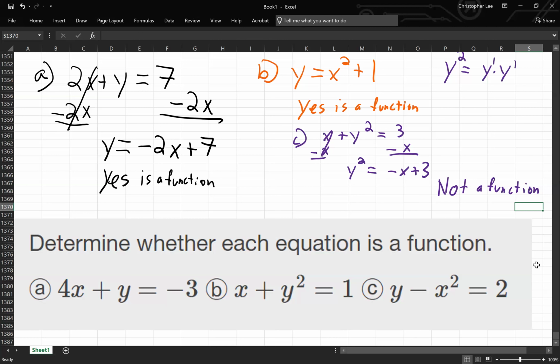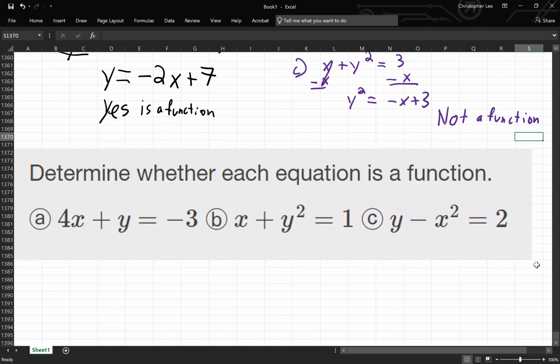It's a function if you can get y equals something. If you can't get y by itself, like if you have something like y squared equals something minus three, that's not a function. Let's talk about it.